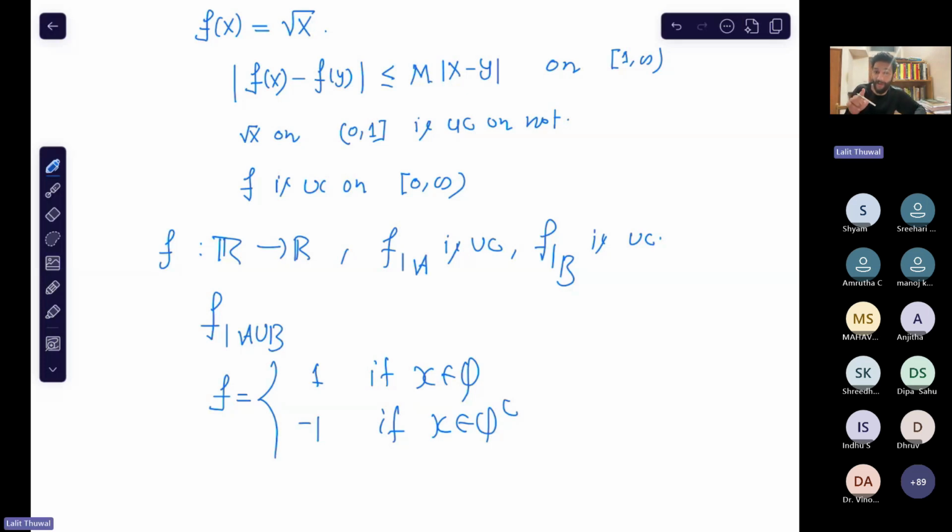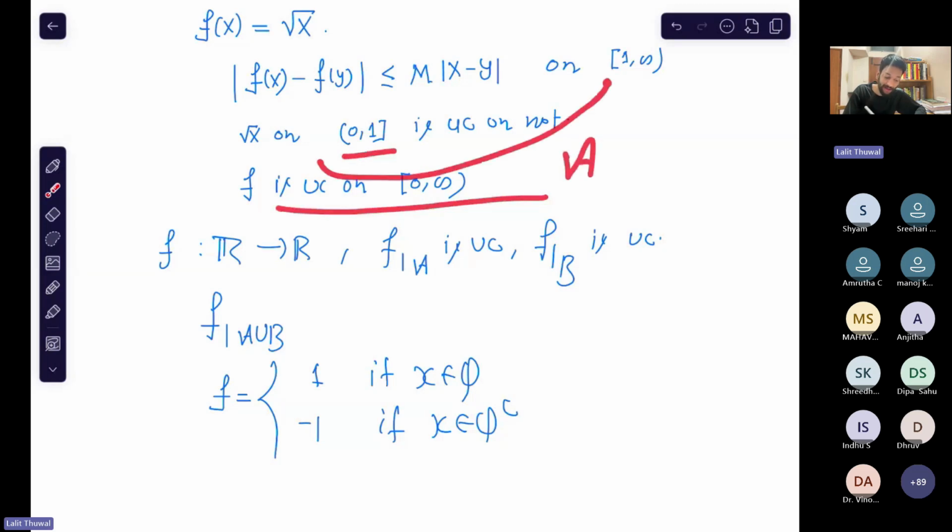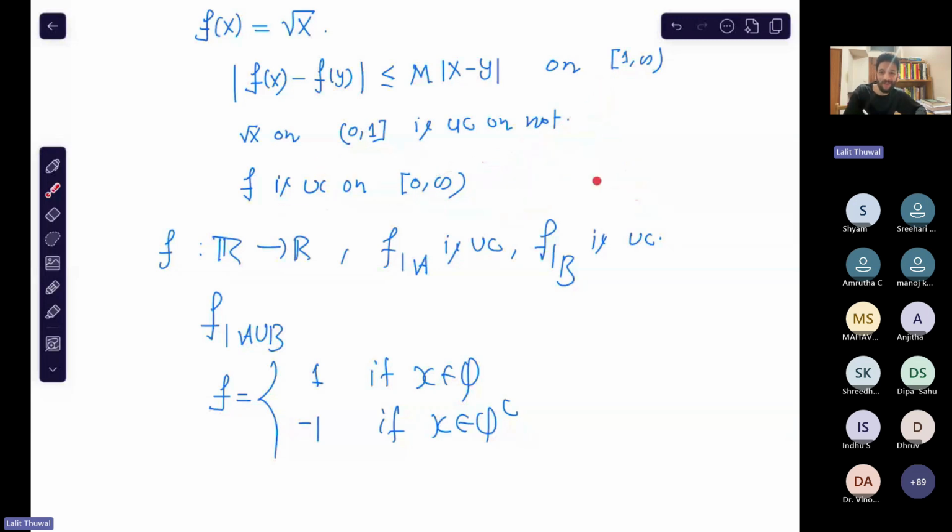So that's not true. Now you have to let me know tomorrow when it will be true, because I have used something like that here. I have shown that root x is uniformly continuous on A and on B, and then from here immediately used that f is UC on A union B. So when will it be true? Here it is true, I say. So it's your homework, decide about it.